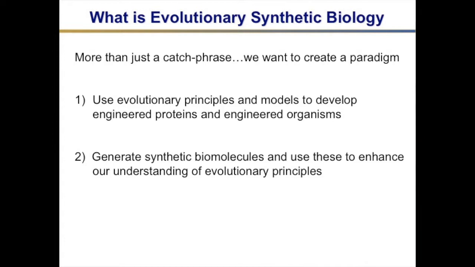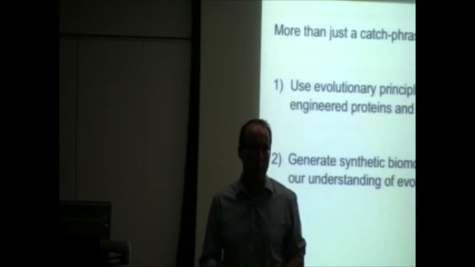So we're not necessarily using synthetic biology to understand evolution, and we're not just exploiting evolutionary models to do synthetic biology. It's really a circular paradigm where we're using evolutionary principles to model and develop engineered proteins and potentially even engineered organisms. On the flip side, we're generating synthetic molecules and using these to enhance our understanding of evolutionary principles, as well as using these synthetic molecules for industrial and biomedical purposes.